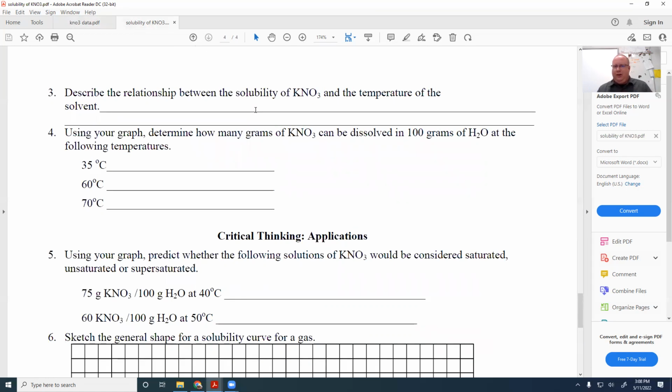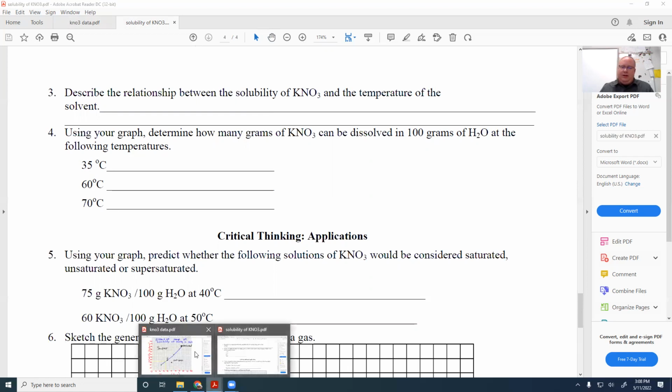They both go up together at the same amount. This seems to be higher temperatures cause the solubility to go up a lot. Based off your data, what do you see? And then for this one, you're going to use your graph. You're going to go to these different temperatures, and you're going to see what the actual solubility is at these temperatures.